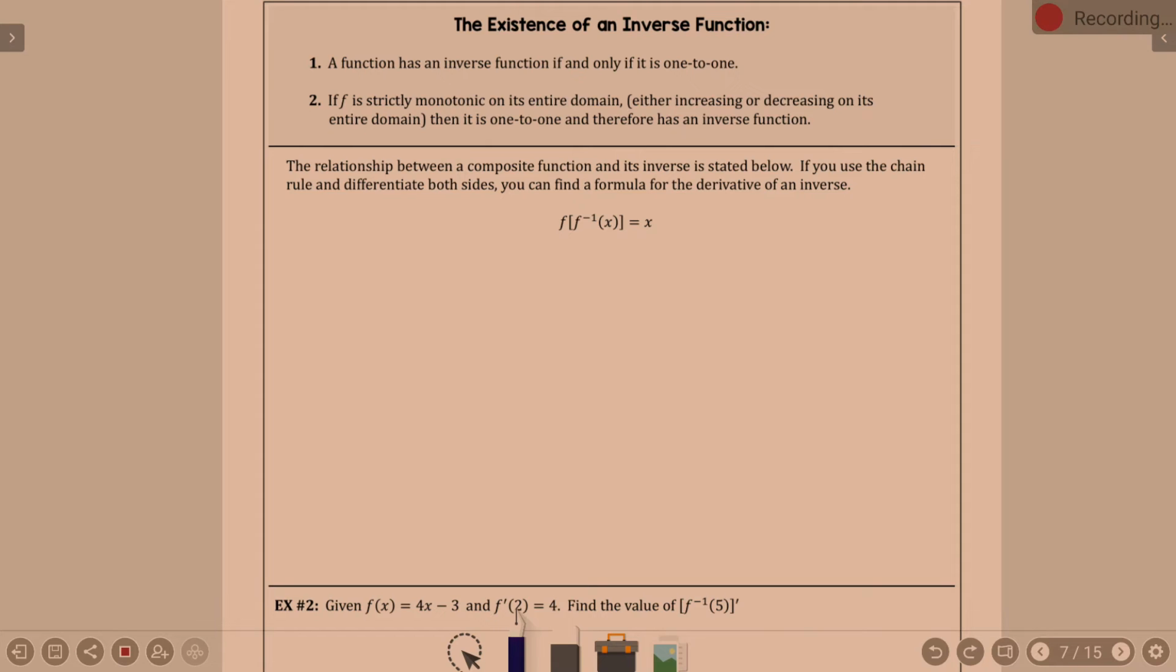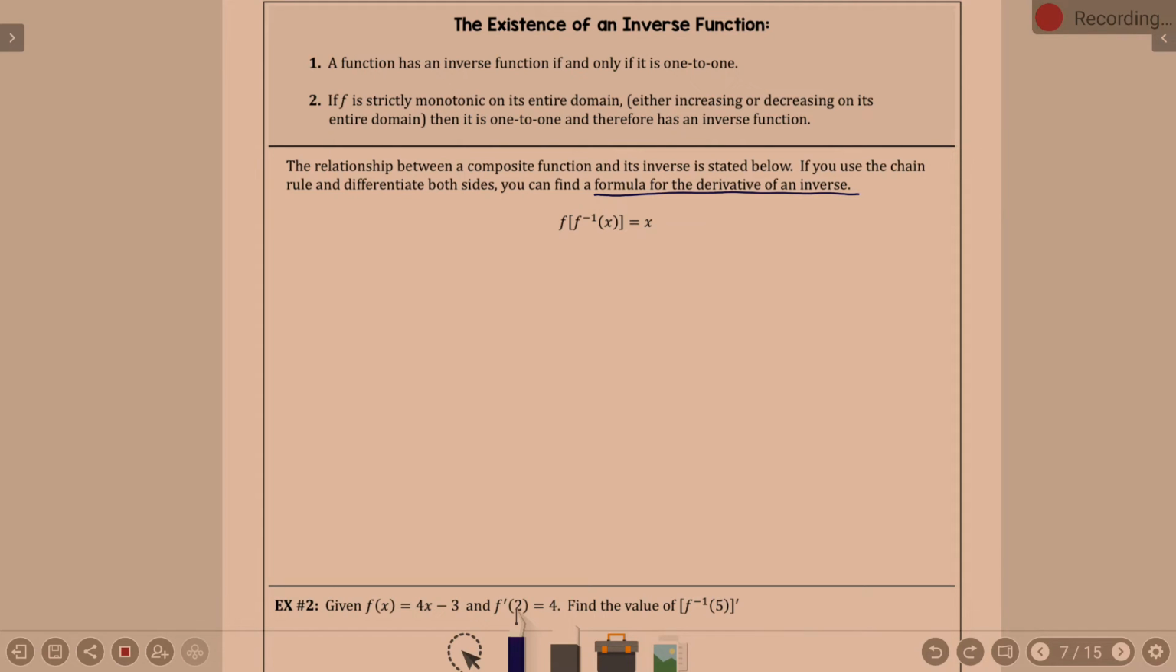Okay, now, the relationship between a composite function and its inverse is stated below. This is what we already talked about, yes? If you take a function and put it together with its inverse, so compose them like f of g or g of f, it's always going to equal x. It's always going to equal whatever your input is. If you use the chain rule and differentiate both sides, you can find a formula for the derivative of an inverse. And this is going to be a version of the formula that we use for derivative of inverse.